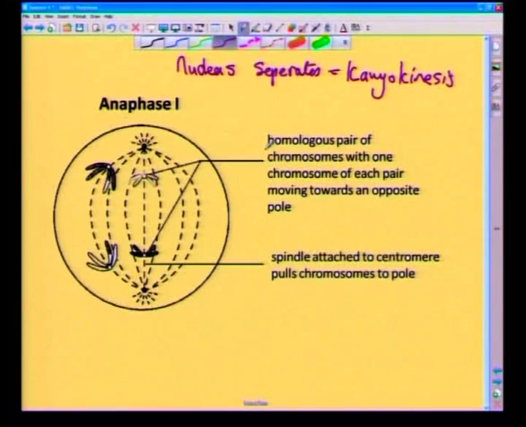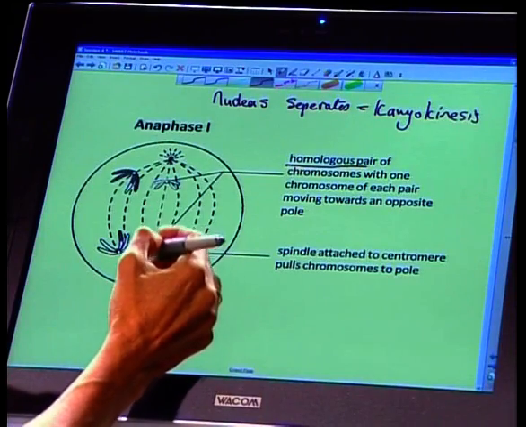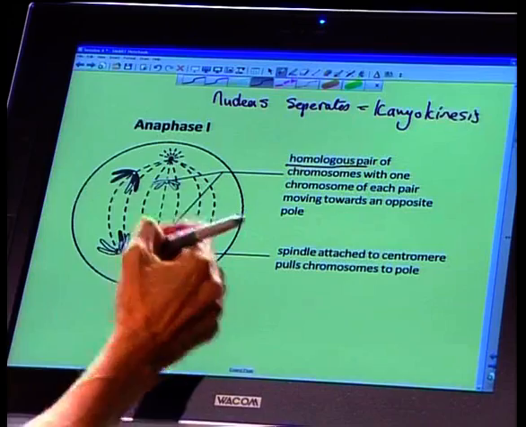All right, so your homologous pairs of chromosomes with one chromosome of each moving towards opposite poles. They have halved. This was a chromosome pair, and that was a chromosome pair, and they've now separated out. Now remember, we can't do this for a human cell, because if we did, we would have to draw 23 and 23, so 46 chromosomes, because there are 23 pairs of chromosomes, and we would just have one big mess. So we do this to explain it to you using only 2 pairs of chromosomes. The spindles are attached to the centromere, and it pulls those chromosomes towards the poles.